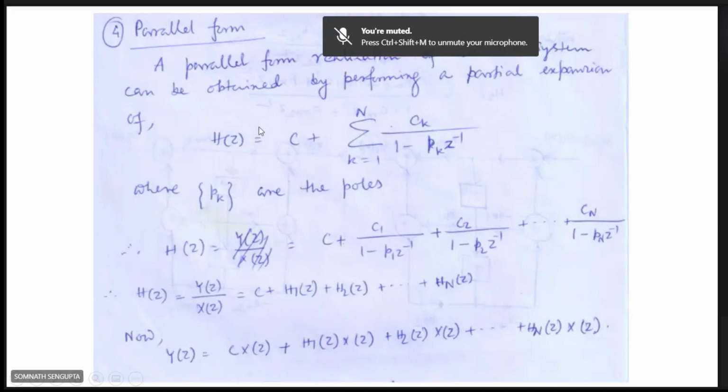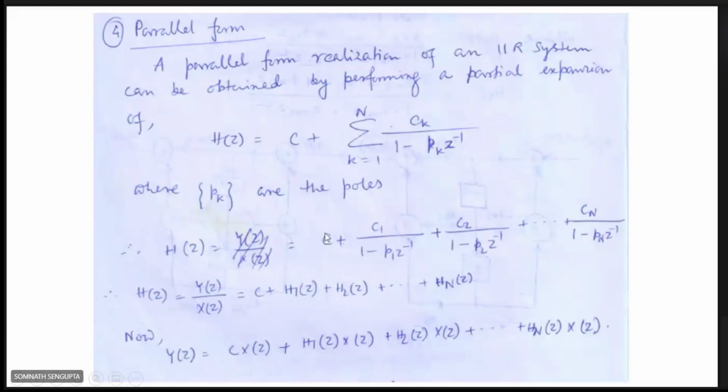So H(z) is actually the sum of some coefficient C plus C1 by 1 minus P1 Z inverse plus C2 by 1 minus P2 Z inverse, up to Cn divided by 1 minus Pn Z inverse. So the poles are P, with their coefficients C, C1, C2, etc.